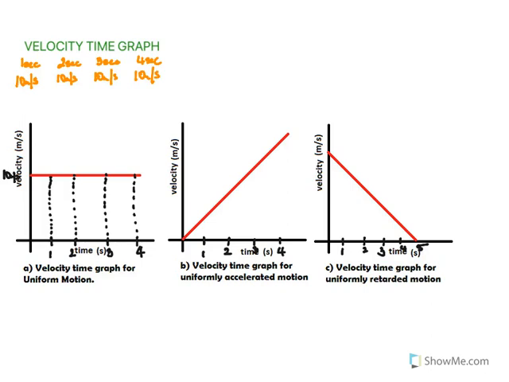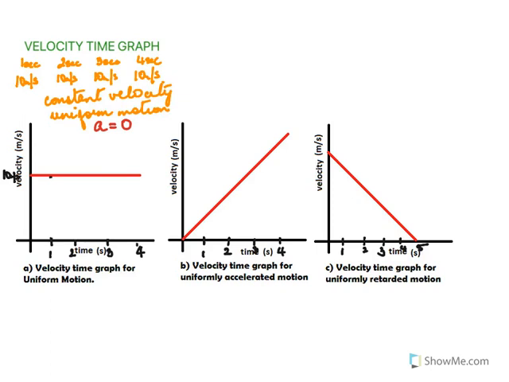So the body is moving with a constant velocity. The velocity is not changing. And such motion with constant velocity is called uniform motion. Where the velocity does not change, it is called uniform motion. And here we can say the acceleration is 0 because there is no change in velocity. No change in velocity means the acceleration is 0. So the first graph is the graph of uniform velocity.